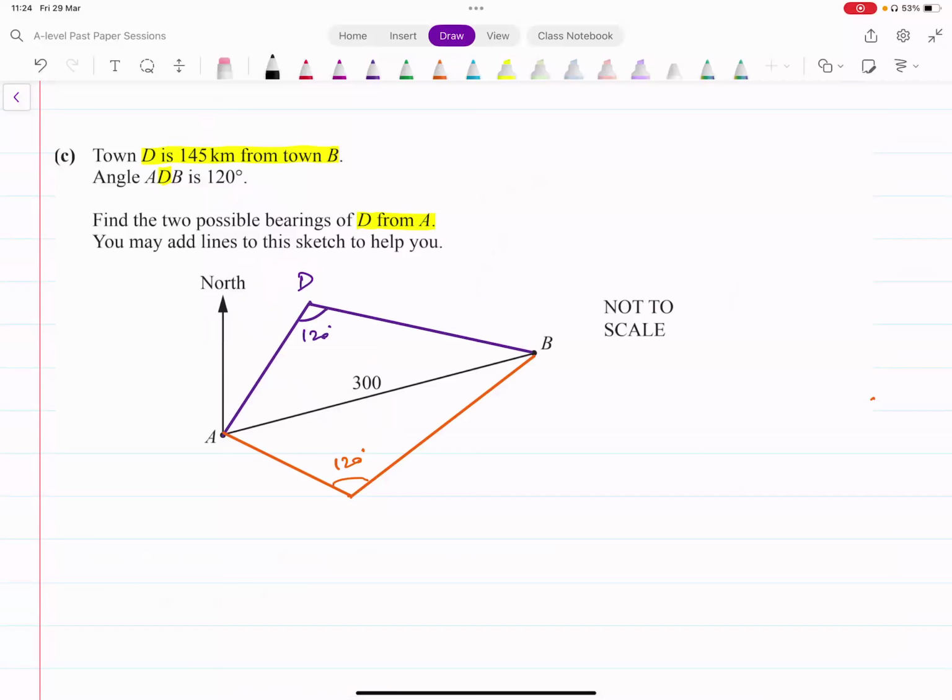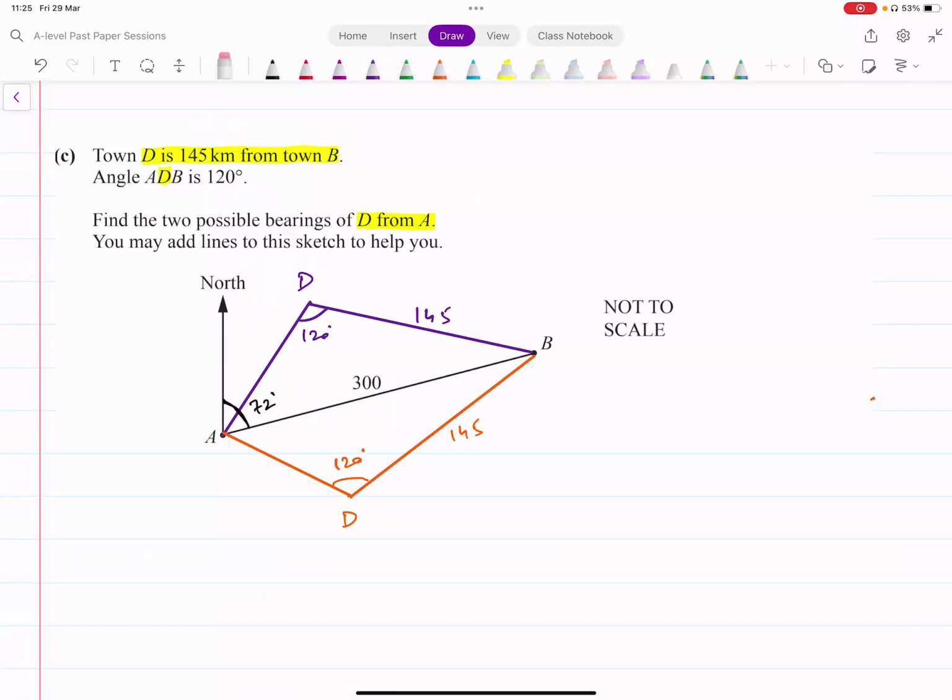So this complete angle is 72. Okay, so that's one piece of information that we have. We also know the length of BD. So D is 145 kilometers from B. So if D was here, it would be 145. If D was here, this would also be 145.